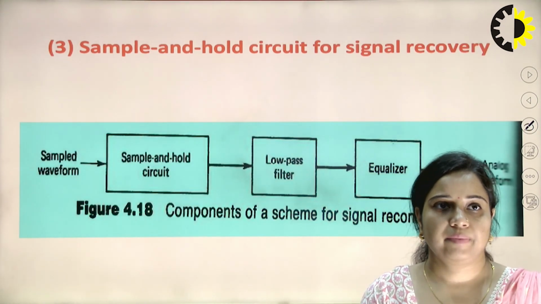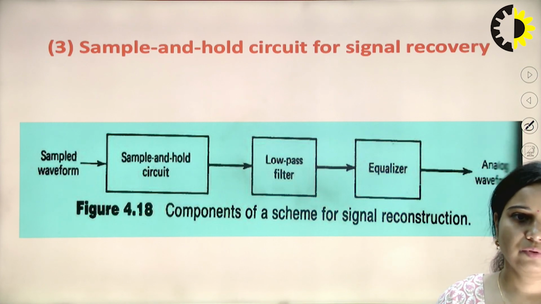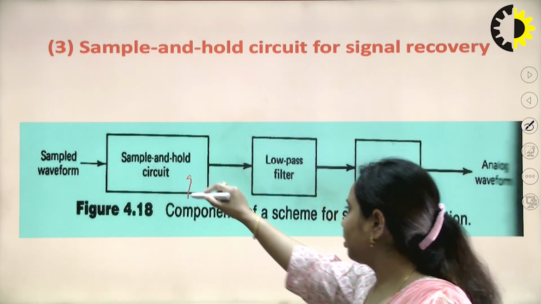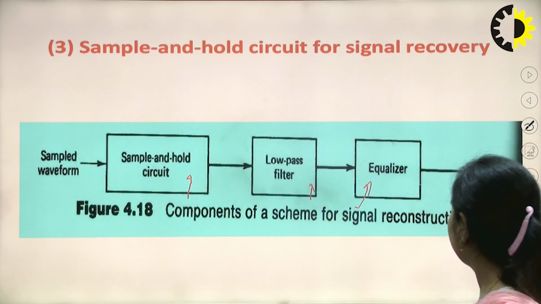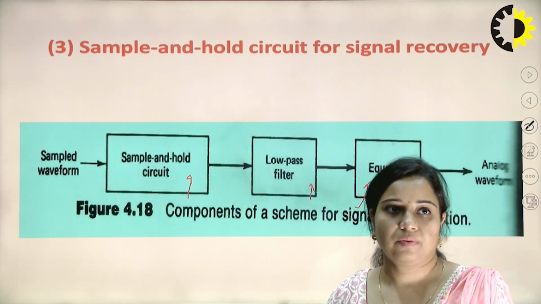Now this is the sample and hold circuit for signal recovery at the receiver side. The components of this signal reconstruction filter include a sample waveform, that is the sample and hold circuit, which is passed through a low pass filter. Then there is an equalizer that will equalize the waveform that we have generated.